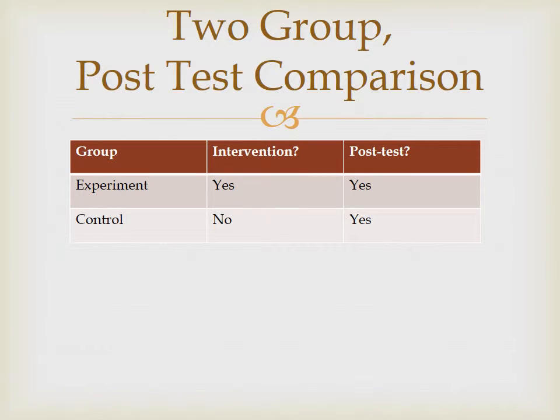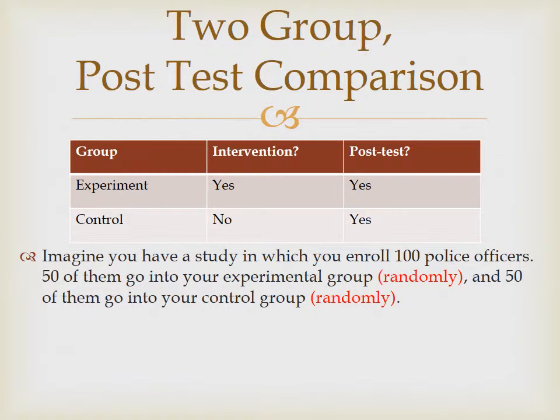So the first one is called a two-group post-test comparison. And this is where you have an experimental group and a control group. The experimental group gets an intervention, the control group does not, and we just measure at the end who's different. So imagine you have a study in which you enroll 100 police officers, 50 of them go into your experimental group, 50 of them go into your control group, and you see in red a note that will happen randomly. You don't pick and choose who goes where. You randomly assign them to either the experimental group or the control group.